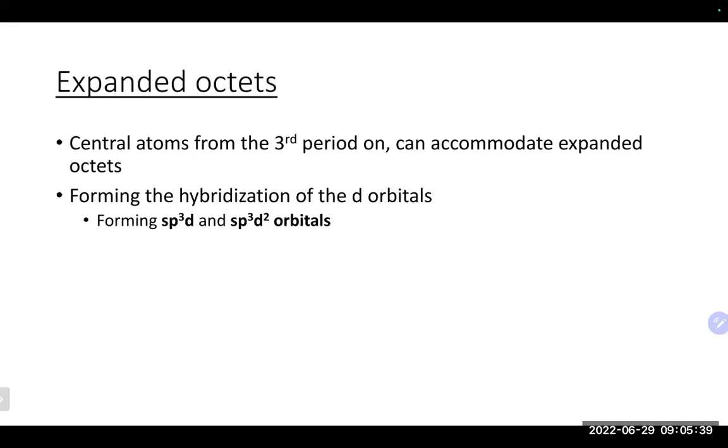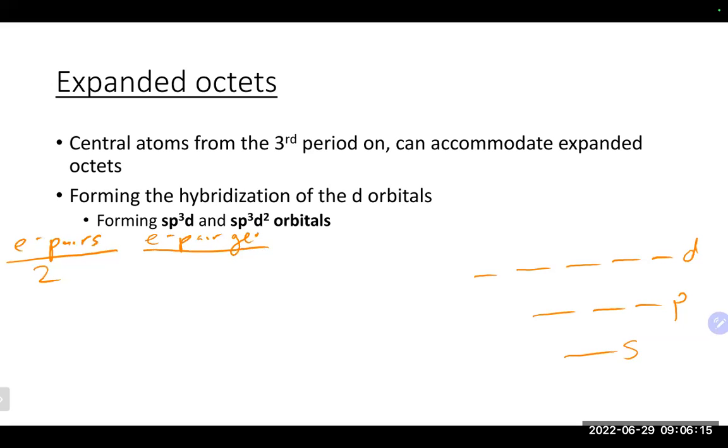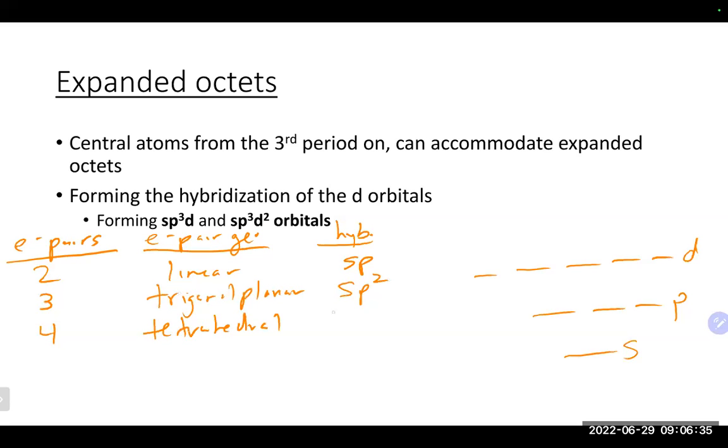Now let's talk about expanded octets. You can have expanded octets that do get into the d orbitals, if you will. So if we do our quick way of figuring out hybridization like this, once again, as we talked about, hybridization is related to the electron pair geometry. When we have two electron pairs, the electron pair geometry is linear and is hybridized as sp. When we have three electron pairs, that's trigonal planar electron pair geometry, which would hybridize sp2. Four electron pairs would be tetrahedral, which would hybridize sp3.